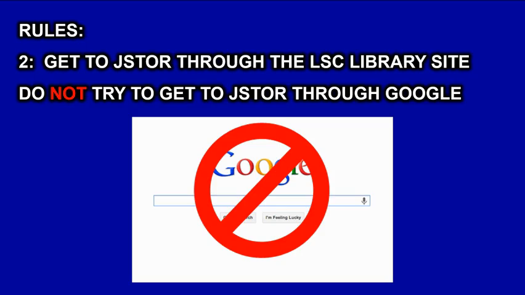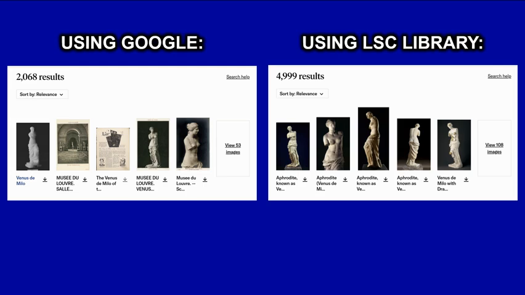The second rule is do not try to get to JSTOR through Google. I did a search for the Venus de Milo getting to JSTOR through Google, and I did a search for the Venus de Milo through the Lone Star Library. You can see the difference, 2,000 results versus 5,000 results. And these pictures I won't be able to use. If I was looking for pictures, you can see that the information it's giving me is not as good. Whereas over here, I'd only have one photo that I wouldn't be able to use.